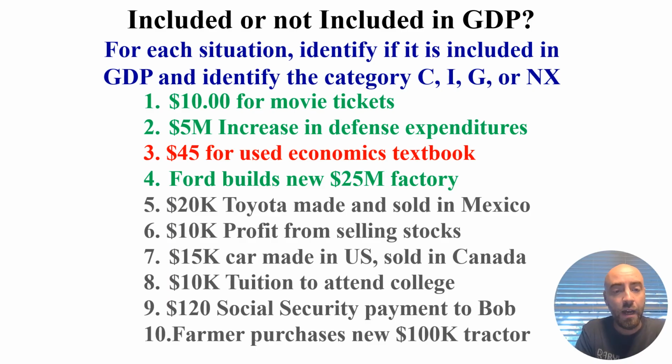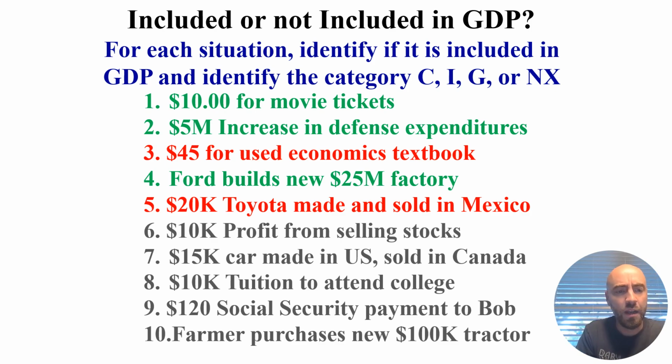Number five, $25,000 Toyota made and sold in Mexico. This, of course, would not count toward the U.S. GDP, which should have been specified up above. Yeah, this wouldn't count for the United States because it's made and sold in another country. So it's not part of gross domestic product in the United States.